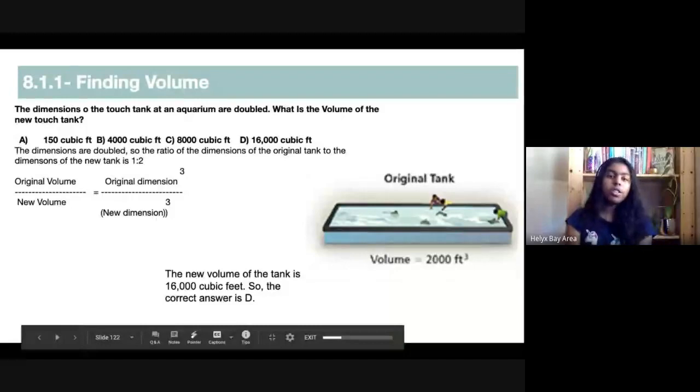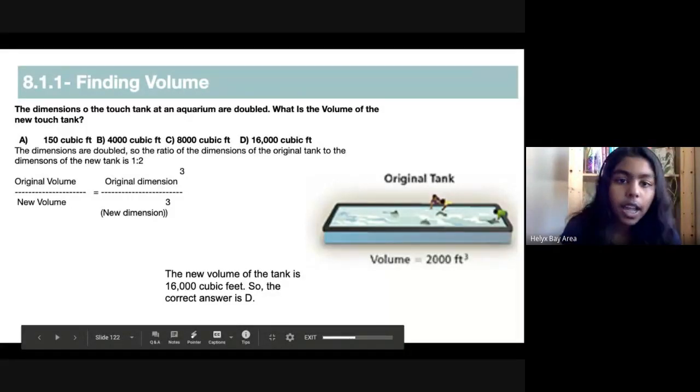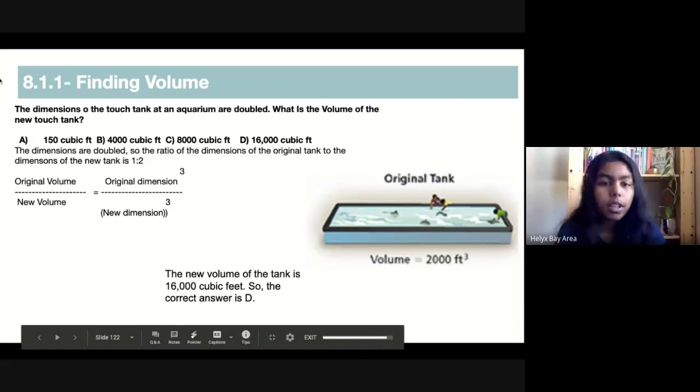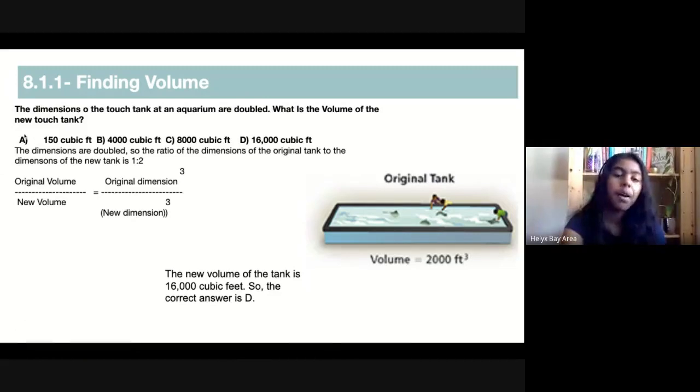So the dimensions of the touch tank at an aquarium are doubled. What is the volume of the new touch tank? So we're given a few options here. We have option A, which is 150 cubic feet, option B, which is 4,000 cubic feet, option C, 8,000 cubic feet, or option D, which is 16,000 cubic feet. So the dimensions are doubled, since we found that out from the problem here.